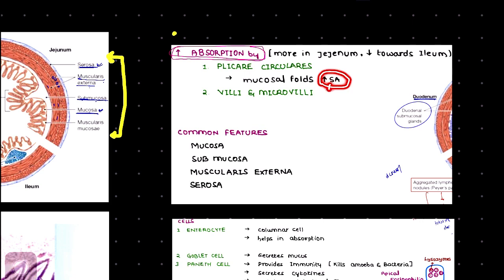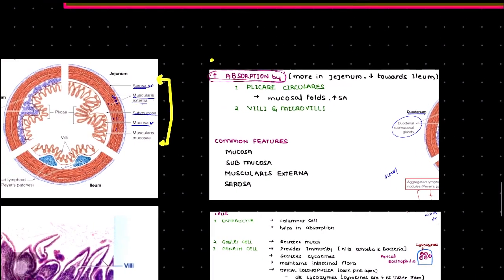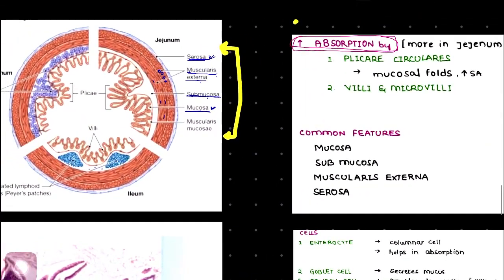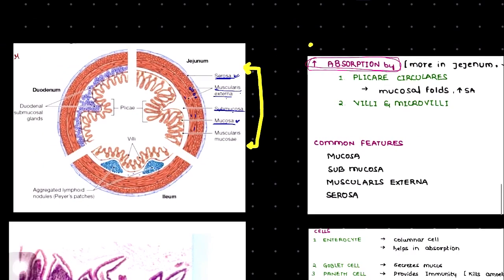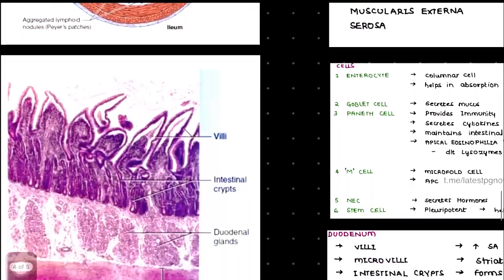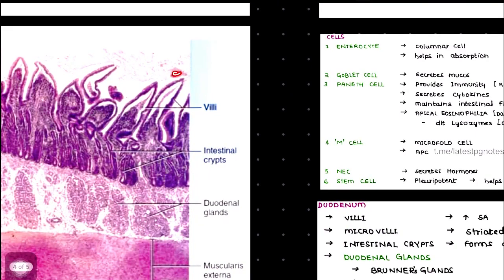Another thing that we need to know here is that there are villi and microvilli. What are these villi and microvilli? Villi are these structures, and under these structures there are constricted patches. I'll show you in this diagram. You can see the villi more carefully in this diagram.